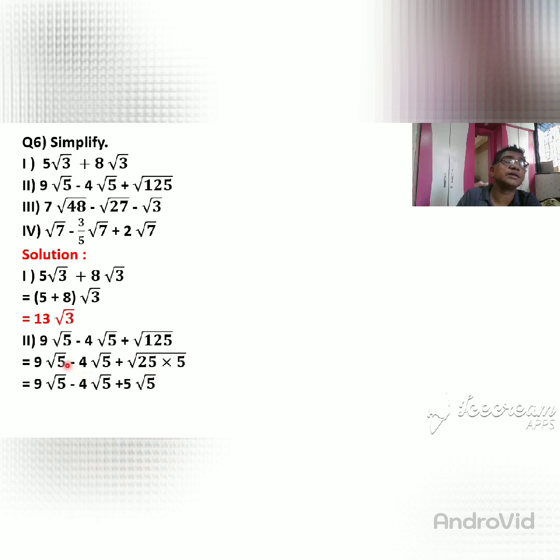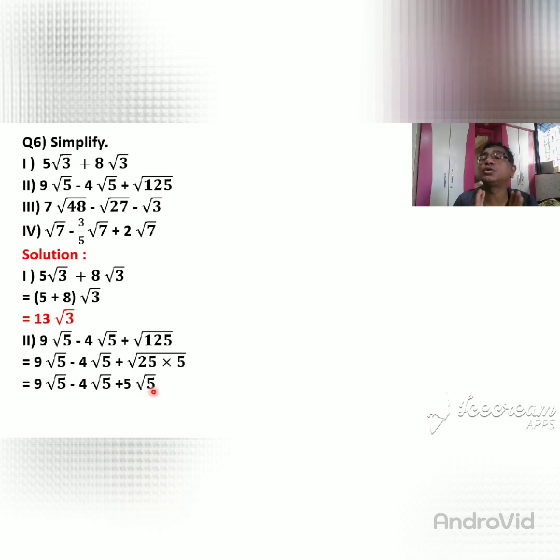So see, this 9 root 5 is carried as it is, the minus sign carries as it is, 4 root 5 carries as it is, the plus sign carries as it is, and 25 into 5. The square root of 25 is 5, so here I write 5 root 5. Okay, so see here is root 5, here is root 5, here is root 5. So the root number is the same here. Which is that? Root 5.